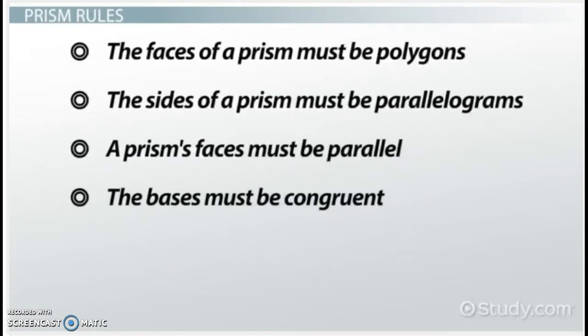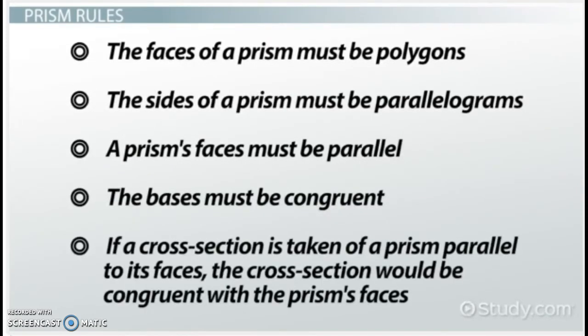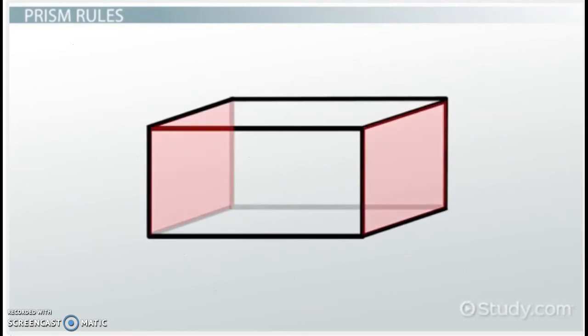Lastly, Rule 5 says if a cross-section is taken of a prism parallel to its faces, the cross-section would be congruent with the prism's faces. This happens because the faces are congruent and parallel.